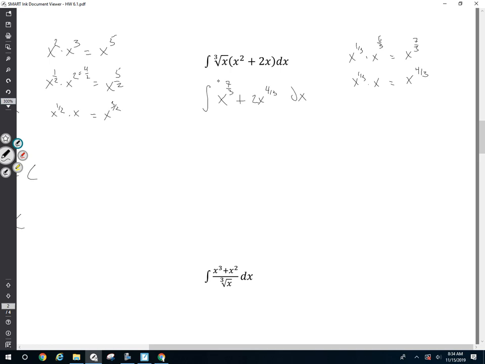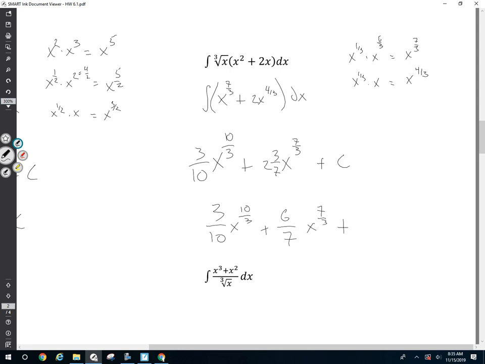Take the antiderivative of this, add 1. That'll be x to the 10 thirds. You know, add 3 thirds, multiply by the reciprocal, 3 tenths. Add 3 to 7 thirds, times 3 sevenths times 2, plus c. So I got 3 tenths x to the 10 thirds plus 6 sevenths x to the 7 thirds plus c. All right.